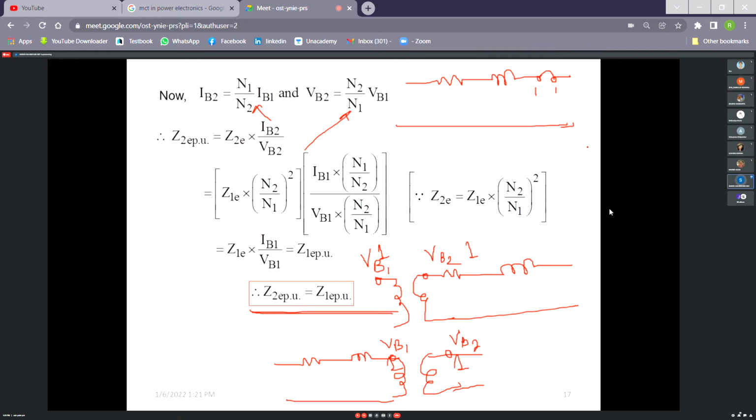Similarly for the secondary side. So there is no need to bother about primary side or secondary side. Say for this example, this is A, this is B. B is a point in the secondary side, A is a point in the primary side.